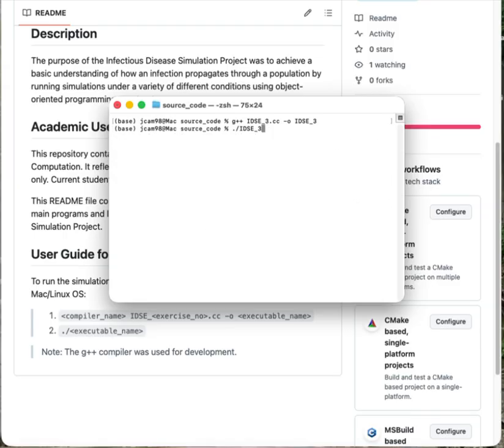Exercise 3 builds on the former by allowing a single individual infected by the disease to spread the infection to neighboring members of the population each day under a fixed probability of disease transmission upon contact. And it was again run until every member of the population recovered.